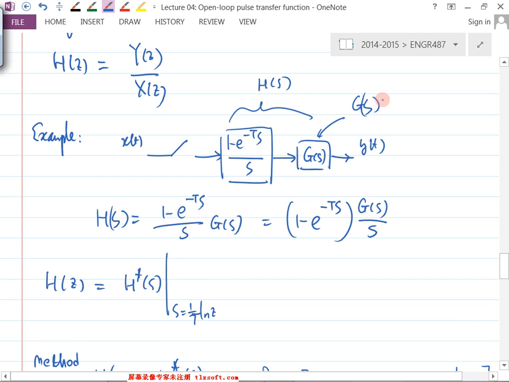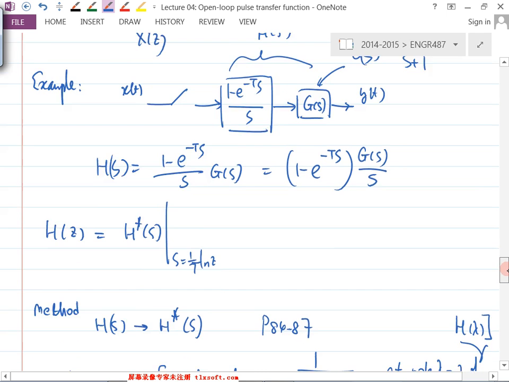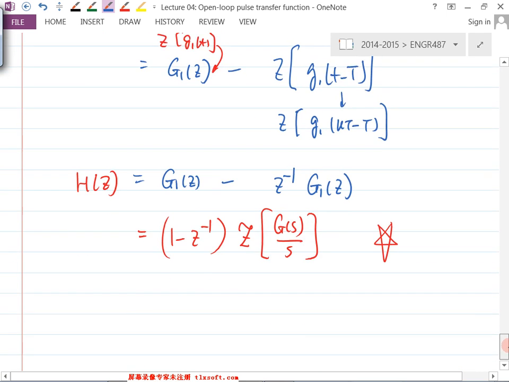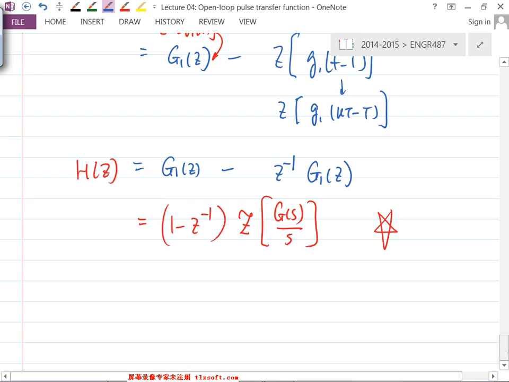This is G of s, which is 1 over s plus 1. Okay, it's a first order system. It's very typical. You see that in velocity control of a motor. Then, according to my final result, the pulse transfer function for that particular one is, which is what?